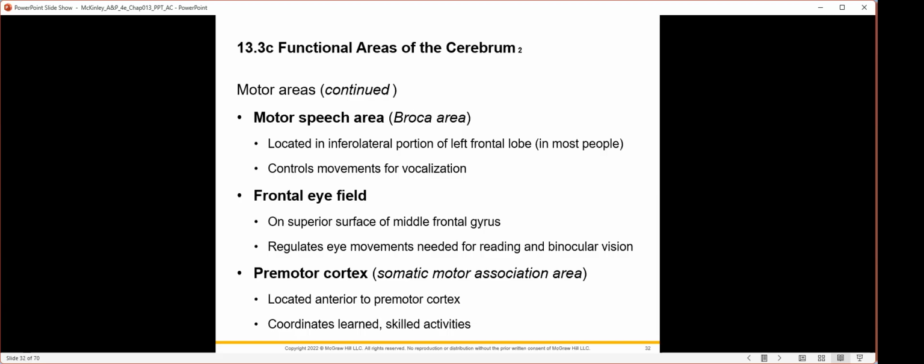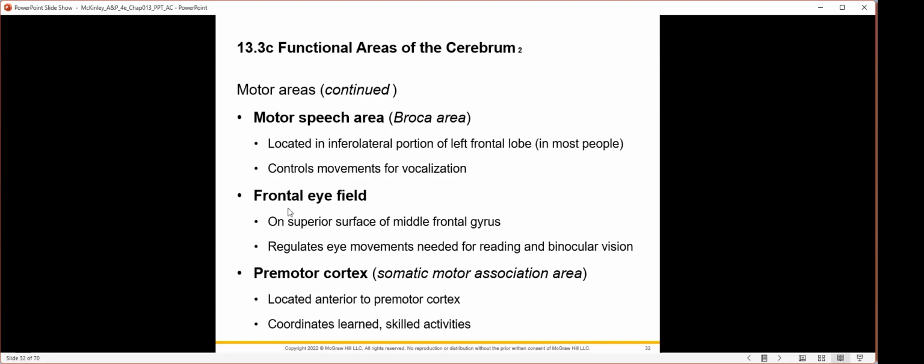In addition, and this is not just on the frontal lobe, we might see a few other areas for motor things. We have a motor speech area, so not just controlling movement of skeletal muscle that would move our body, but skeletal muscle that would move our mouth so we can produce speech. This is found in Broca's area, which is part of the frontal lobe on the left side for most people, and helps with movements for vocalization of those skeletal muscles.